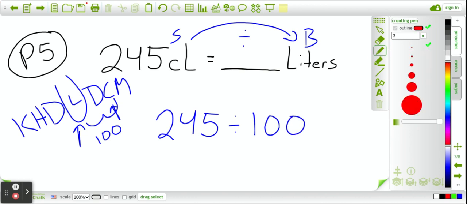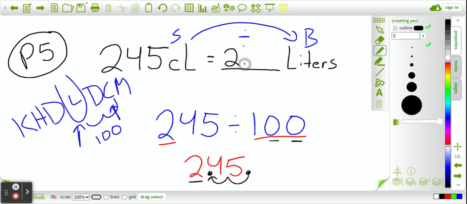So again, I'm going to start thinking. 245. If I were to divide 200 by 100, I would get 2. So let's see. If I had a decimal there, I would move 2 places because there's 2 powers of 10. 1, 2. Does that turn that 200 into a 2? Yes, it does. It's in the ones. 2 and 45 hundredths liters.